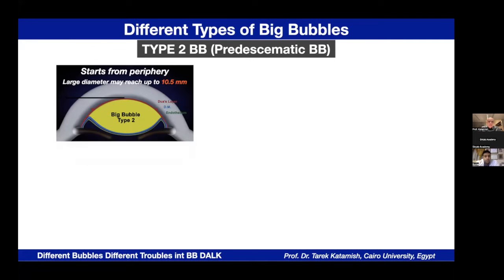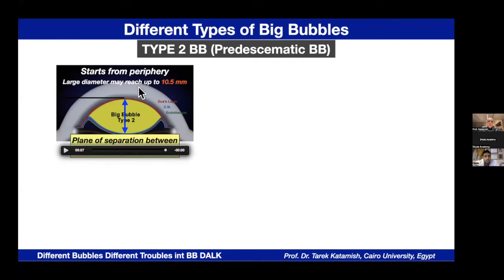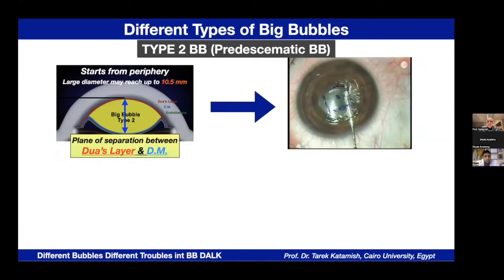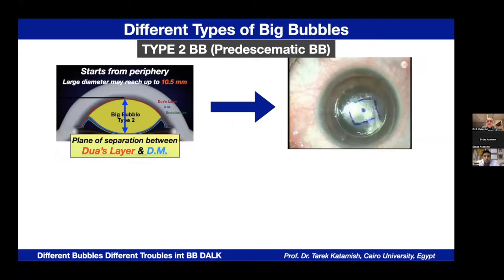Again, it's clearly seen here that the plane of separation, the bubble, is between the two membranes, Descemet membrane behind and the Dua layer in front. That's why we call it the predescemetic big bubble. If you inject air, you will find that the edge is clear. You see, the edge is clear.